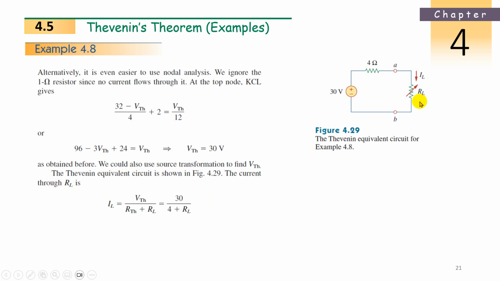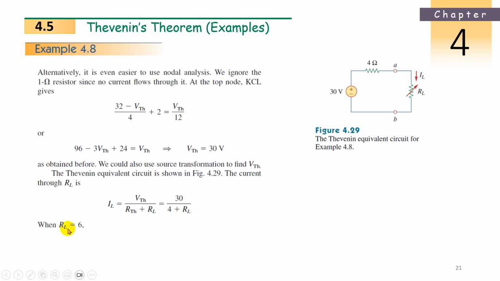Now the current in RL is nothing but, by using the voltage division rule, we can write VThevenin divided by total resistance. That is 30 divided by 4 plus RL. VThevenin and RThevenin are already known. Only unknown is RL. So you can write the general equation IL, that is load current, equal to 30 by 4 plus RL.